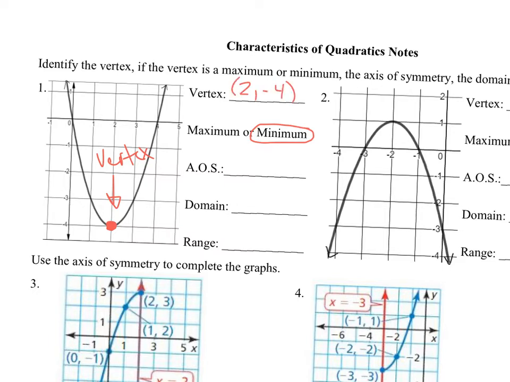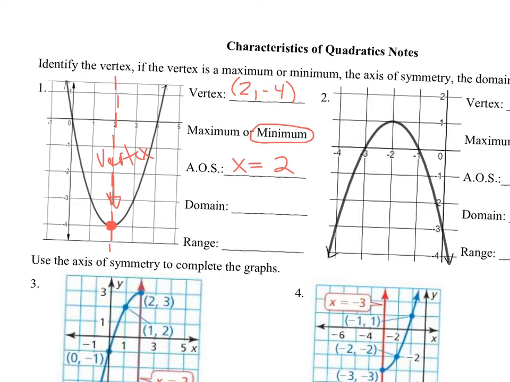Now, the axis of symmetry, of course, is derived just like when we did the absolute value function. It's the x value of your vertex. So, of course, that is going to be x = 2. And, of course, that symmetry is seen if you cut it right down the middle. It splits our quadratic in half.